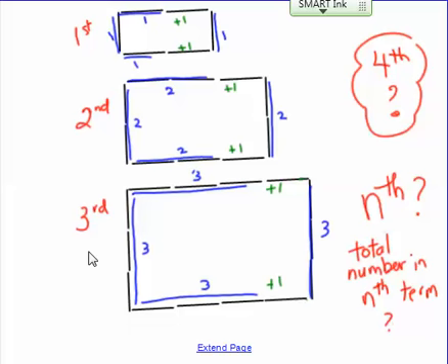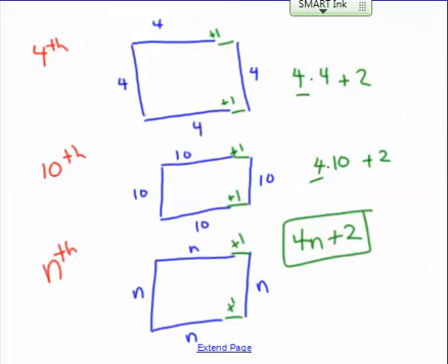So if you think of this as the nth figure, there's n, n, n plus 1, and n plus 1. And if we put all that together, we get 4n plus 2. So the 10th one would have 10, 10, 10, 10, plus those extra 2. The fourth one has 4, 4, 4, 4, plus the extra 2. So look at the pattern. We've got 4 groups of 4 plus 2 to get 18. We have 4 groups of 10 plus 2 in the 10th to get 42. So the nth figure has 4 n's plus 2, which gives us 4n plus 2.